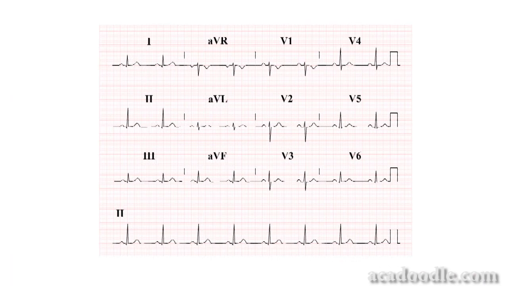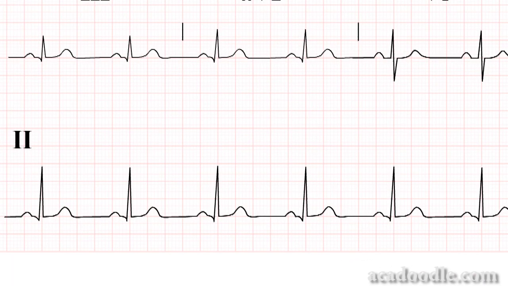Look at the rhythm strip on this ECG. There is 1 R wave present to every 5 large squares. So, in 300 large squares, there will be 60 R waves present. This patient's heart rate is, therefore, 60 beats per minute.